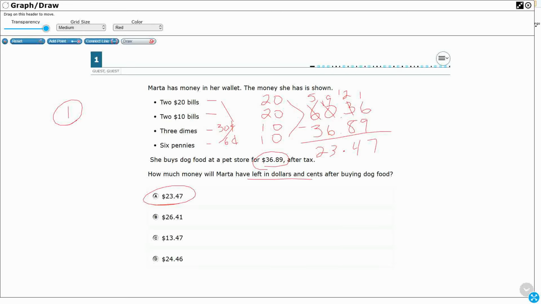And this was the beginning of the test, and it's fairly simple. We had 65% of our students get this one correct, and so that was pretty good. It's an easy one to start with.